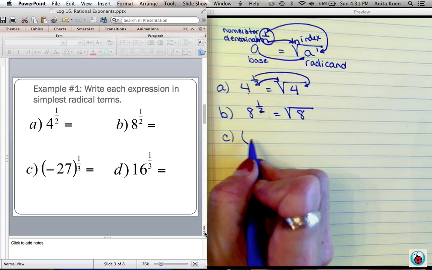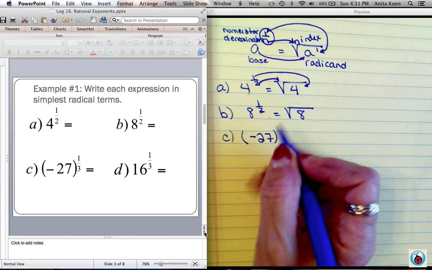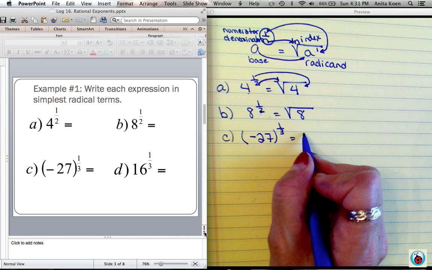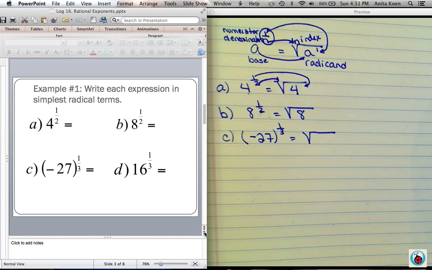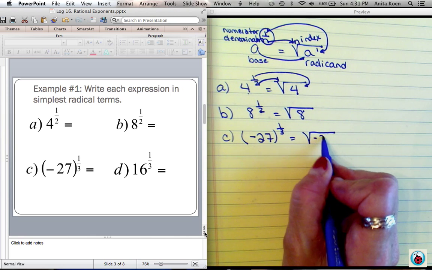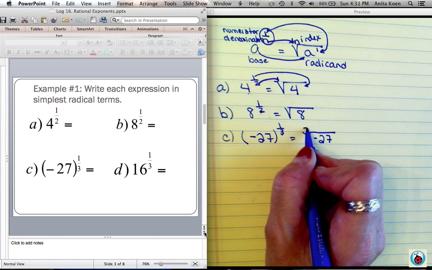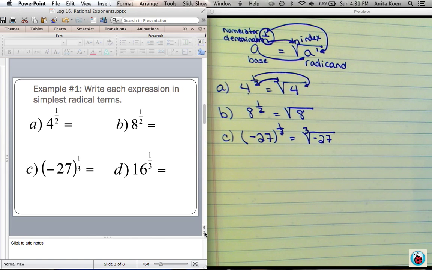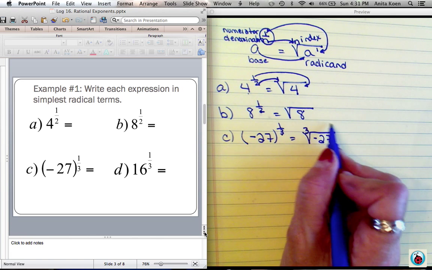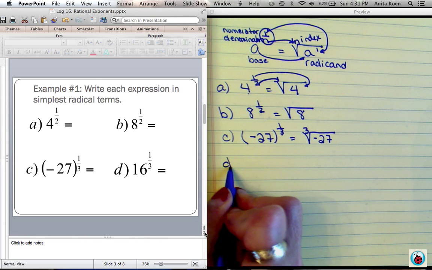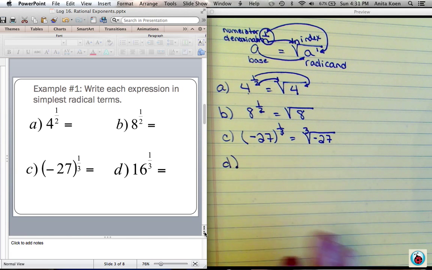Letter C, negative 27 to the 1/3. I see a fractional exponent, so I immediately write down my radical. The base becomes the radicand, the denominator becomes the index. With a 3, I have to write it, and the numerator becomes the exponent, an understood 1. So negative 27 to the 1/3 power is the same as the cube root of negative 27.